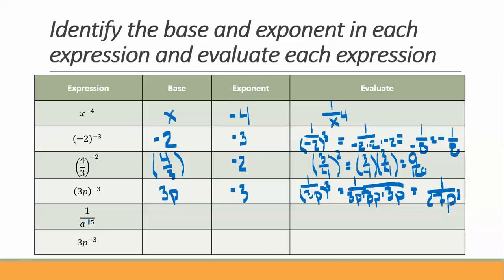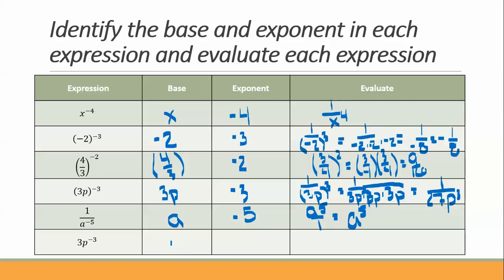Here, our negative 5 is the only exponent we have, and the base that goes with that exponent is a. So we have 1 over a to the negative 5. If the negative is in the denominator, we're going to make it go to the numerator then. So that would be a to the 5th over 1, which is just a to the 5th.